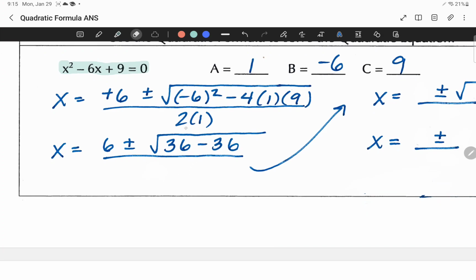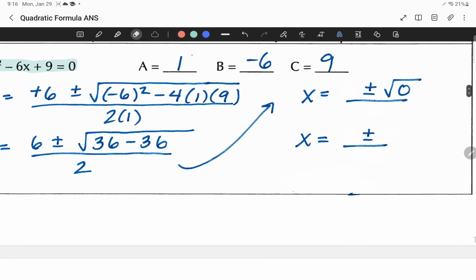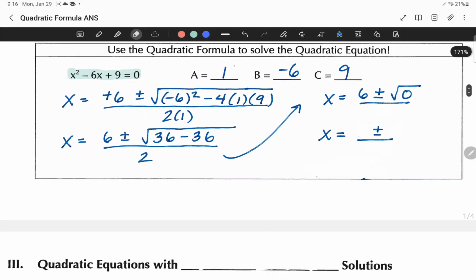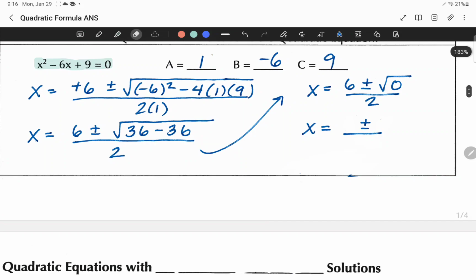Now on the bottom, 1 times 2 is just 2. So we have everything. Now we just keep simplifying. Let's simplify the square root first. So what I'm going to get on the inside is 36 minus 36, which is 0. Now on the outside we still have 6, so we're going to keep the 6 there. And now on the bottom we still have 2. Now, what is the square root of 0? 0. Then 6 and then 2.